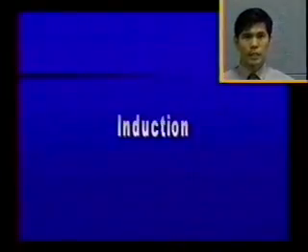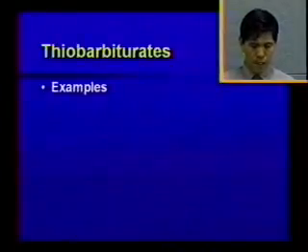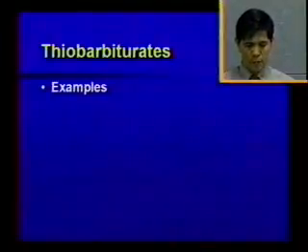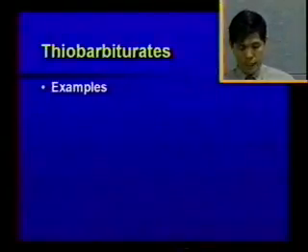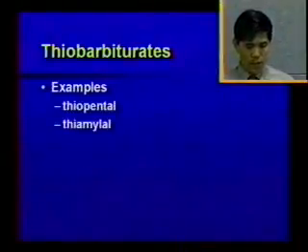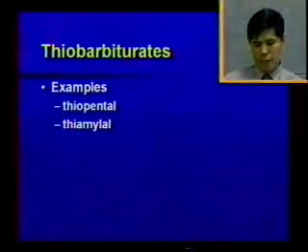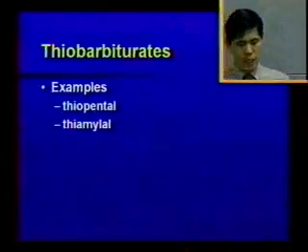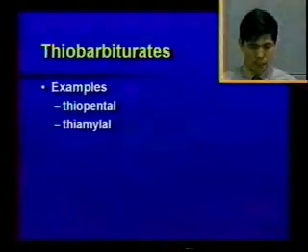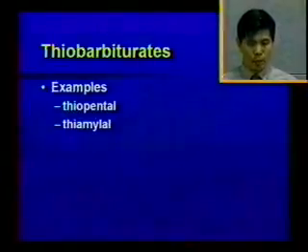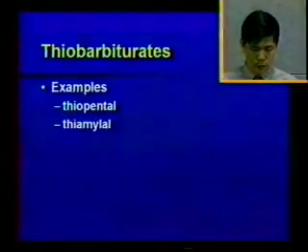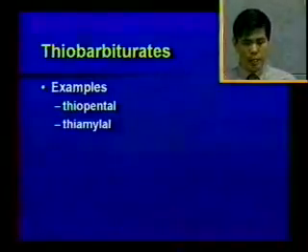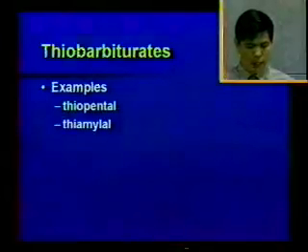Let's talk about the drugs that we use for induction. Thiobarbiturates. Again, this is a mainstay of veterinary anesthesia. Thiobarbiturates are ultra-short-acting barbiturates, and the two examples are Thiopental and Thiamylal. Thiopental is the one that we use now. We used to use Thiamylal, but the production was stopped many years ago, and it has not come back.